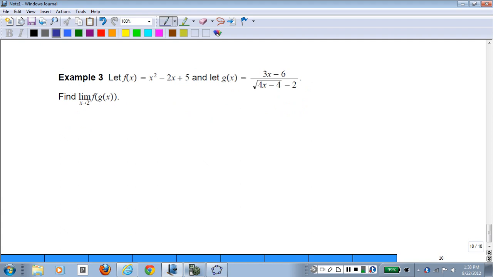Let's consider the polynomial function f of x equals x squared minus 2x plus 5, and g of x is the function we actually looked at last time. This was the one where as x got really close to 2, the numerator got really close to 0 and the denominator got really close to 0. But the ratio of the numerator to the denominator approached an actual number. Do you remember what the value of that limit was? What did we say last time for the limit of 3x minus 6 over the square root of 4x minus 4 minus 2 as x approaches 2?